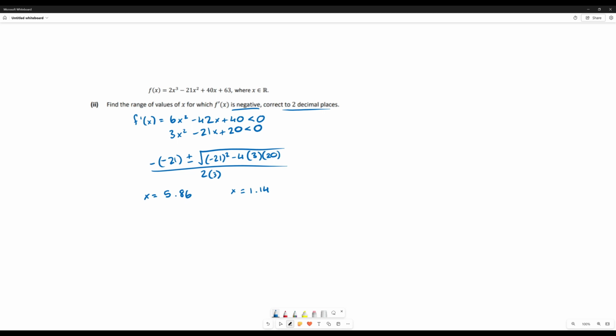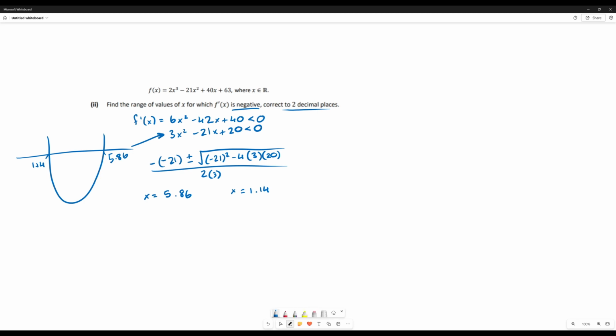But it's the exact same concept where they were saying, when is this quadratic less than 0? Well, because it's a positive x squared, it's a u shape, so when is that going to be below the x-axis? Here's your x-axis. Your two roots are 1.14 and 5.86. Bigger number on the right, though, don't forget. That's 1.14. And then it's saying when is it less than 0?